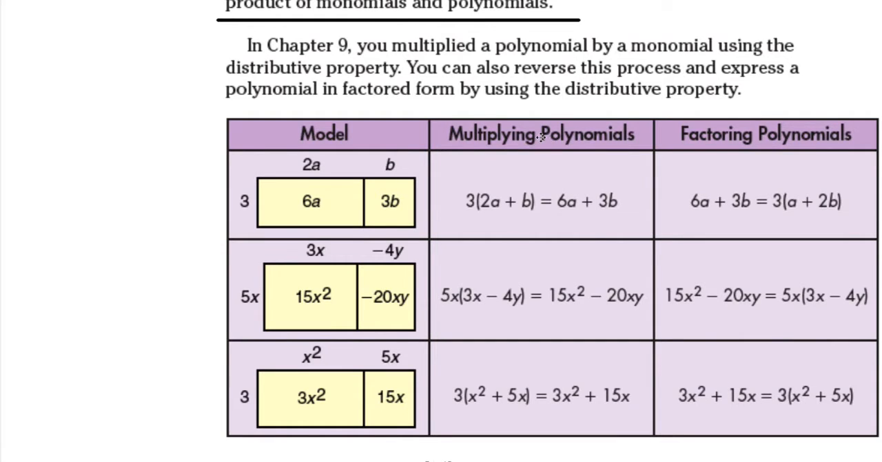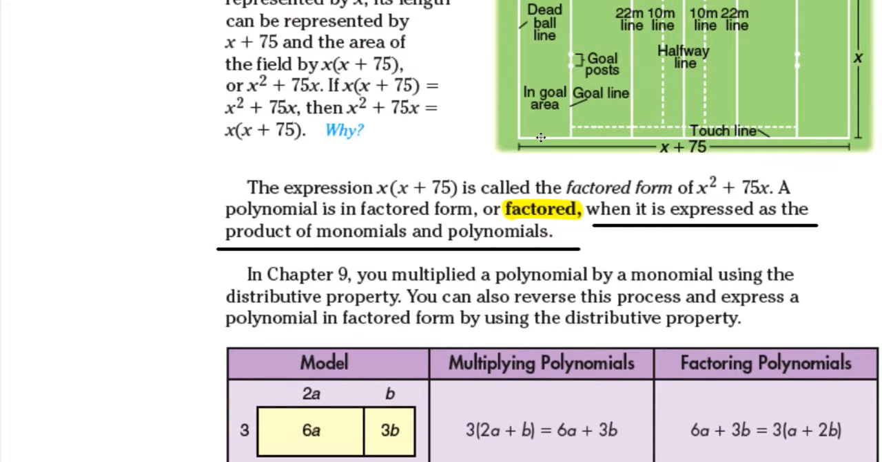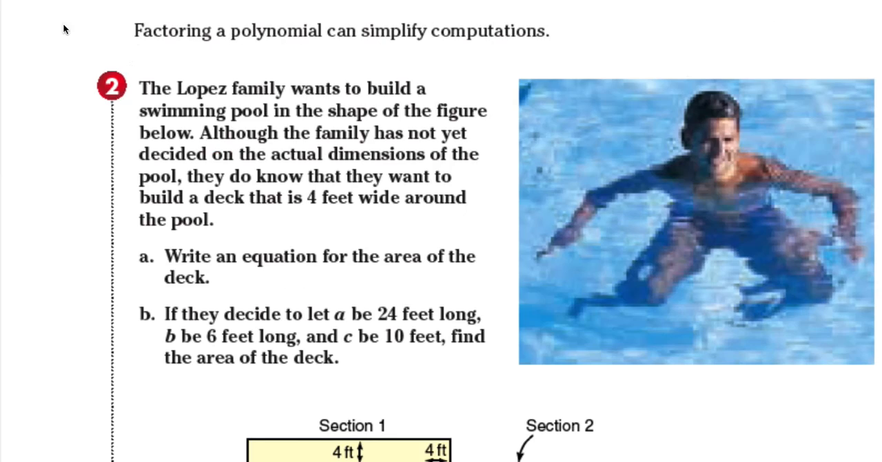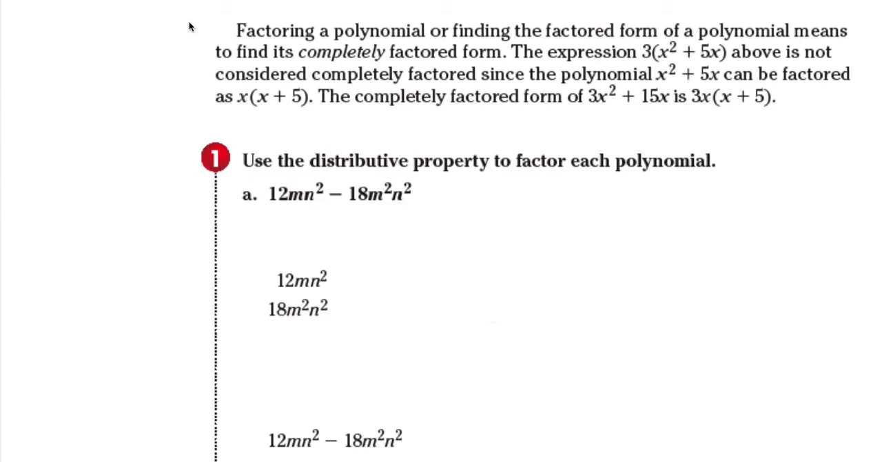Again, it is considered to be in factored form when it is expressed as a product of monomials and polynomials. Again, product is important. The word product, if it's not a product, it is not in factored form. So it has to be a product of monomials and polynomials. Let's take a look at example number 1. Not example number 2, example number 1.